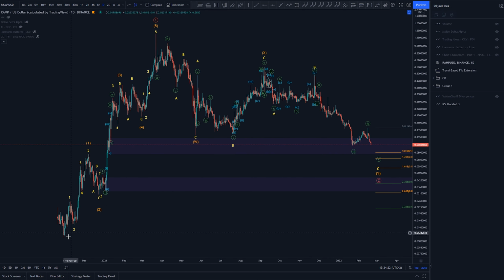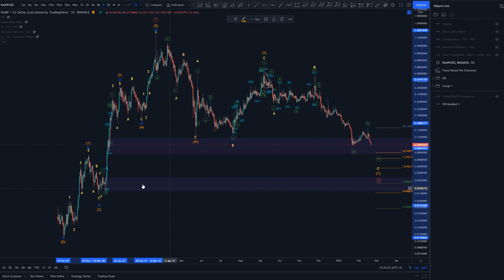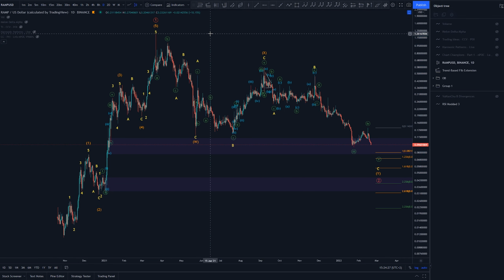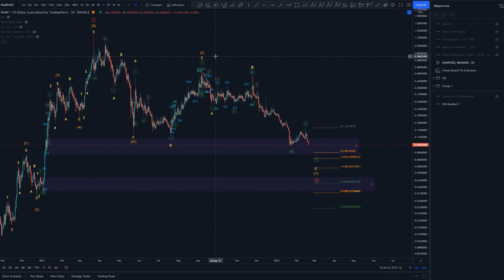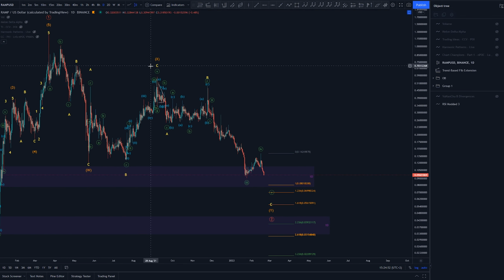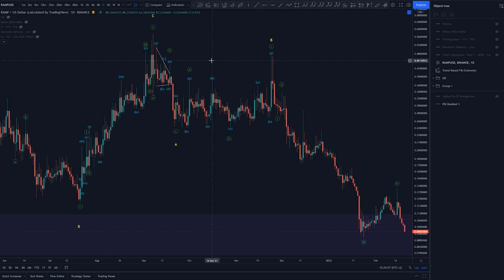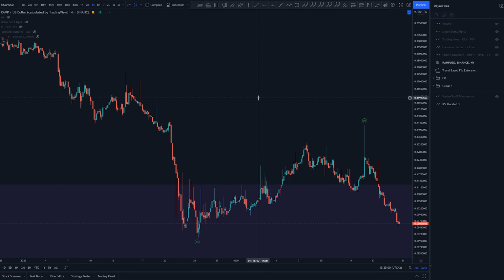So this is the intermediate 1, 2, 3, 4, 5 into primary 1, and then I have labeled WXY for the primary 2 that is not finished. And why is that? It's just because of this mess here, as I can't, well, I can put this, I guess, into 5, but I saw this triangle formation here. Now let's go to a lower time frame.